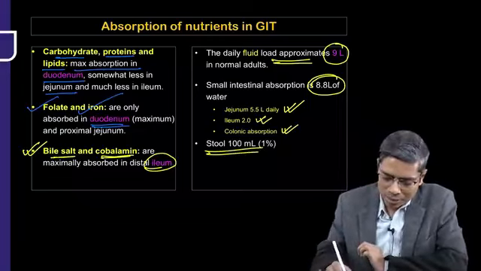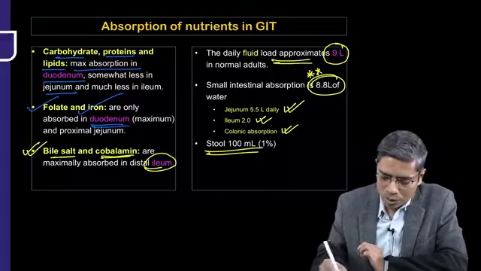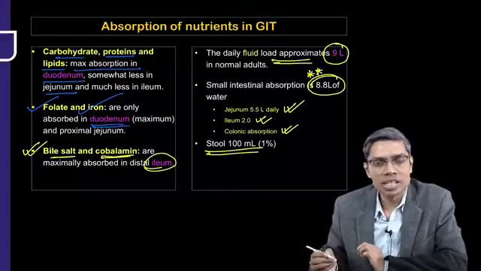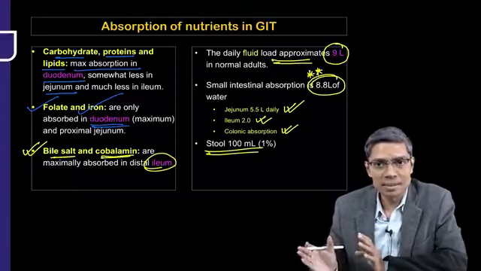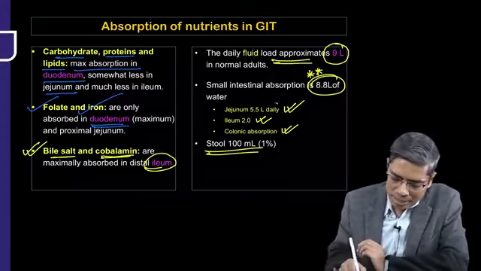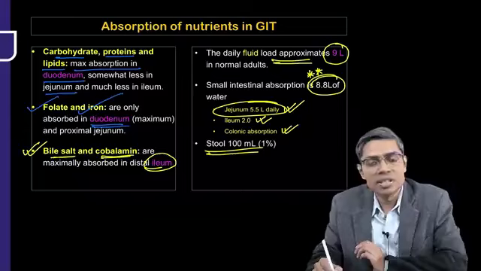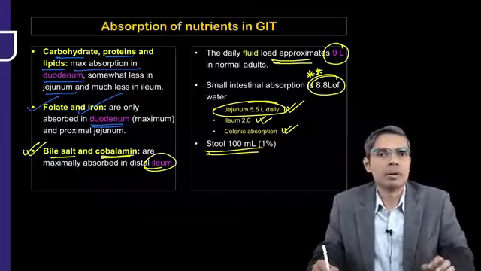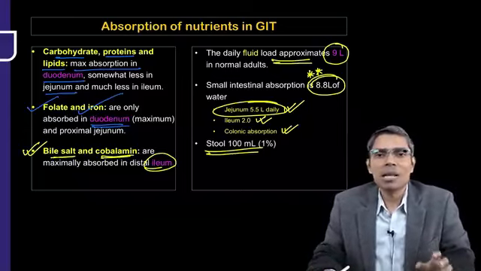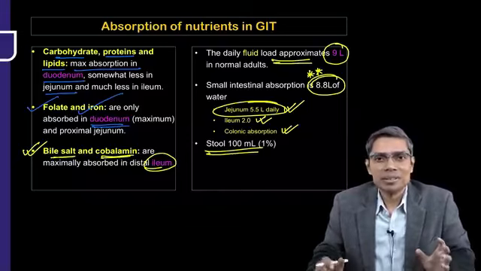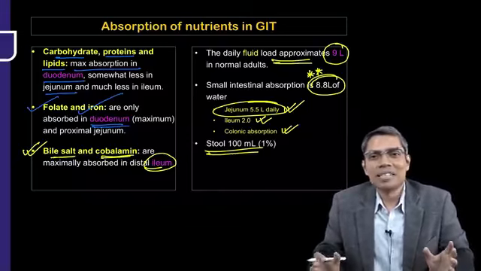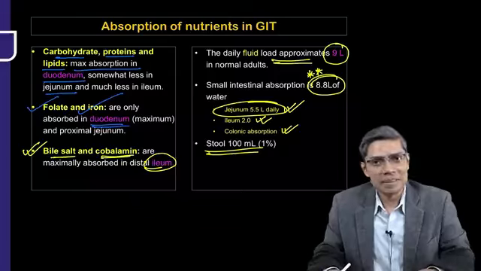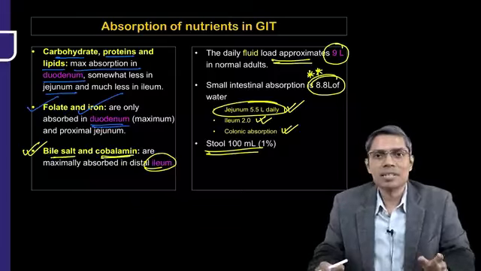This question has been asked already: what is the total amount of water absorbed in the GIT? So approximately 8.8 liters. Okay, and what is the maximum absorption of water from which part of the GIT? That is from the jejunum. So this is all about the GIT that you have to read before your exam. So this finishes the quick summary of general physiology and GIT.